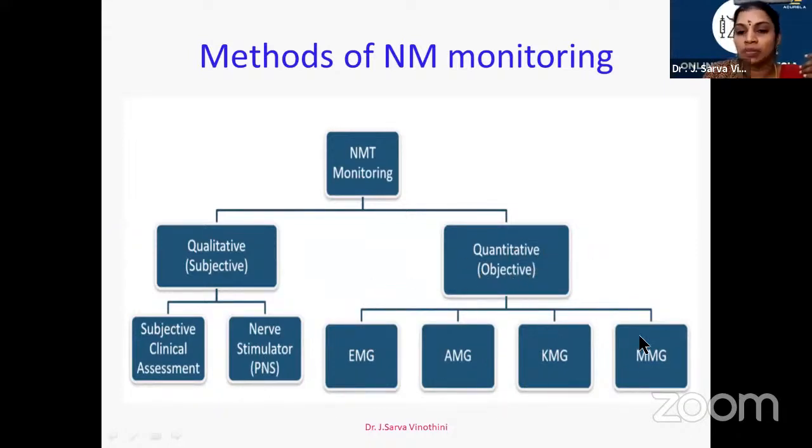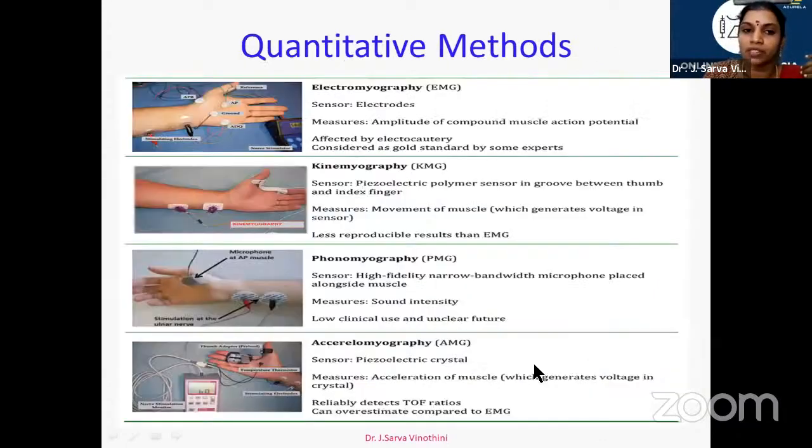In the objective type, there are all kinds of myographies. One is electromyography, wherein you record the compound muscle action potential. Kinemyography, wherein the movement of the muscle is recorded. Phonomyography, wherein the sound intensity is recorded. And the most commonly used is acceleromyography, wherein piezoelectric crystals are used and it measures the acceleration of the muscle, which generates some voltage in the crystal.